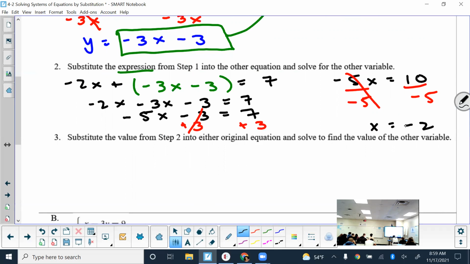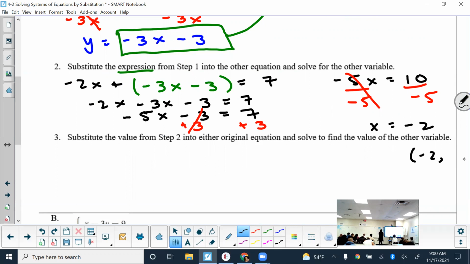All right, so x equals negative 2. Questions about that process so far? So we're almost done. We know what the x of our coordinate is. Do we know what the y is? No, we do not know what the y is. How can I figure it out?